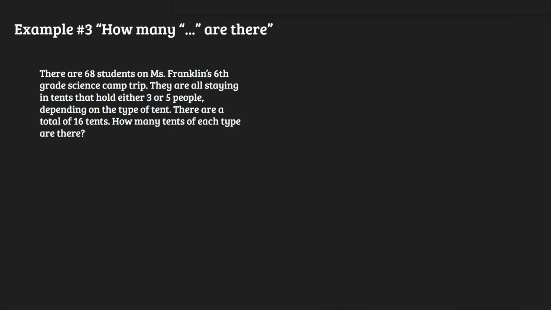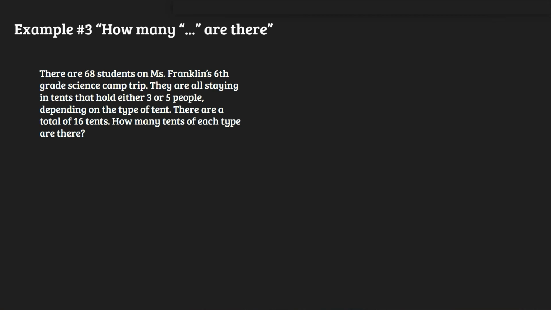So let's move on to our how many of something are there example problem. So in this problem, there are 68 students on Miss Franklin's 6th grade science camp trip. They are all staying in tents that hold either 3 or 5 people, depending on the type of tent. And there are a total of 16 tents. How many tents of each type are there?